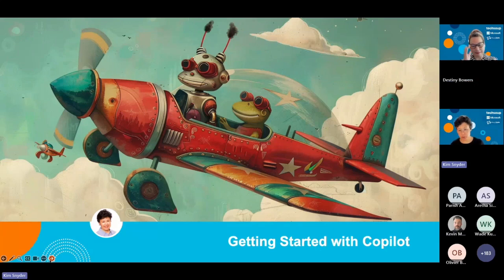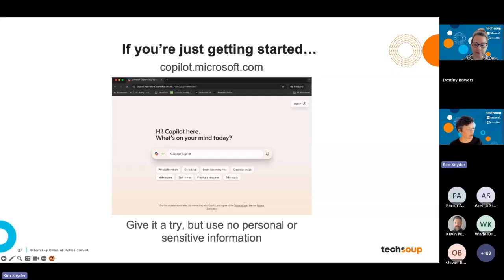So, getting started with Copilot. Alrighty. If you're just getting started, I'll share my screen. I have this open, but I don't want to disrupt everything. I can show you later during Q&A if people still have questions. If you don't have a Microsoft account, or have never been on Copilot, you can just go into your browser and type copilot.microsoft.com.